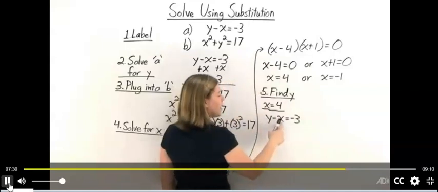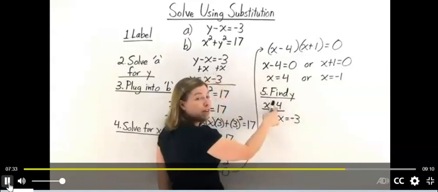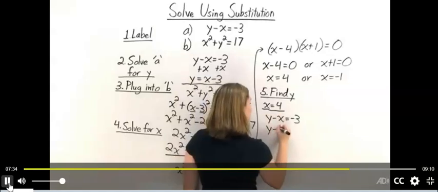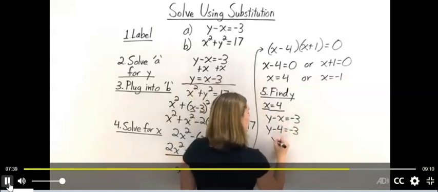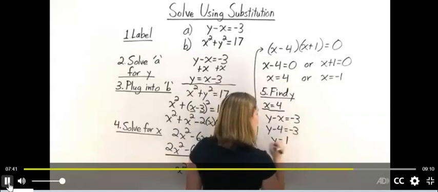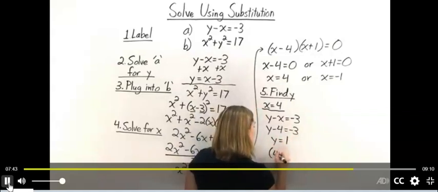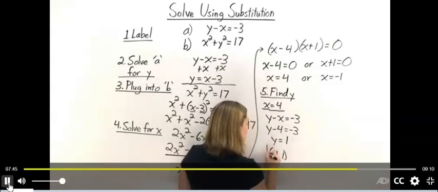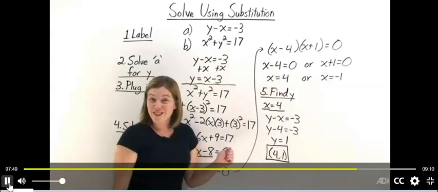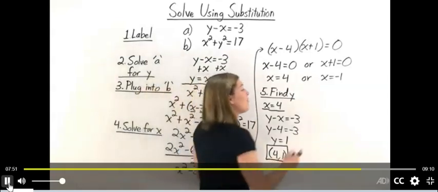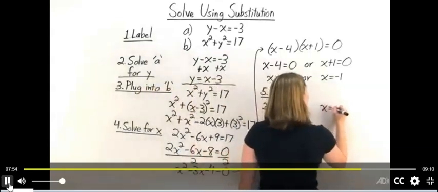So we have y minus x equals negative 3. We found x to be equal to 4, so we plug that in. And we solve for y. So we add 4 to both sides, and we get that y is equal to 1. So when x is equal to 4, y is equal to 1. This is one of the solutions to our system. Great. Now we just need to repeat that process with our other x value.